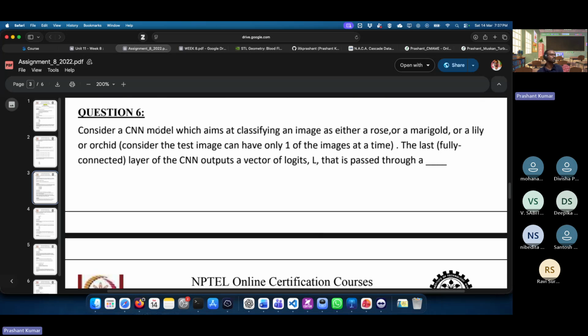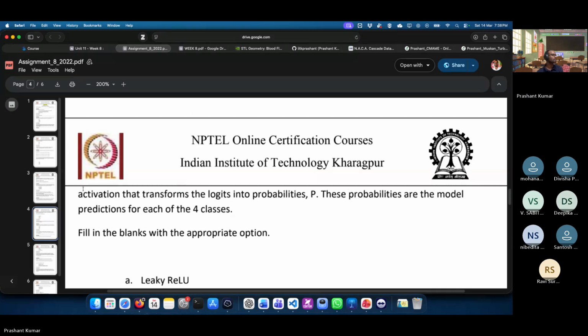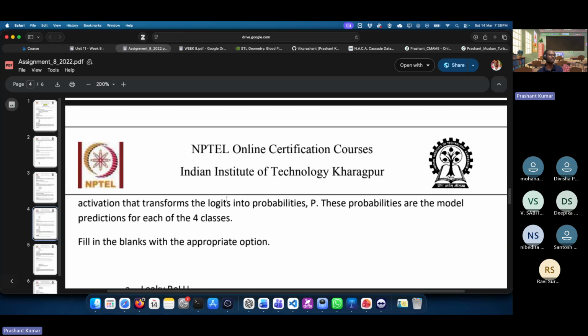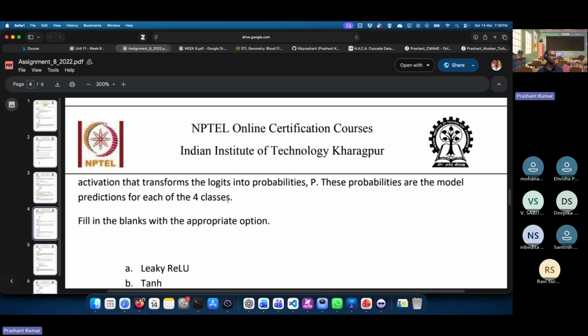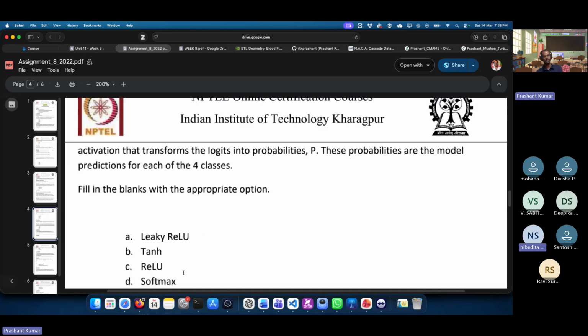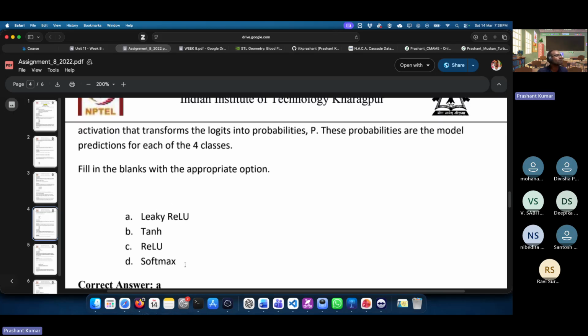The question is, consider a CNN model which aims to classify an image as either a rose, a marigold, a lily, or an orchid. So we have 4 outputs. Consider the test image only has one of the images at a time. The last layer of the CNN outputs a vector of logits L, which is passed through a... Yeah, this is very simple. We are doing a classification problem, right? And when we do the classification problem, what do we do at the output layer? Softmax, for probability. So what is the question?